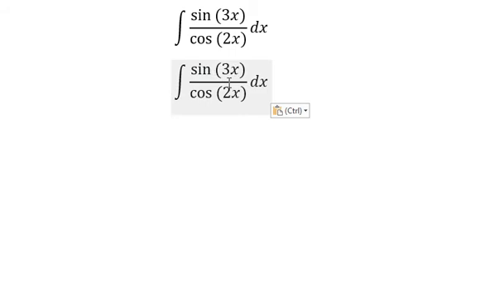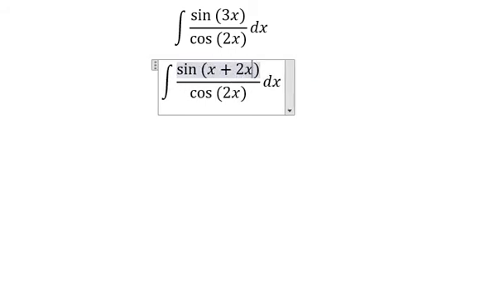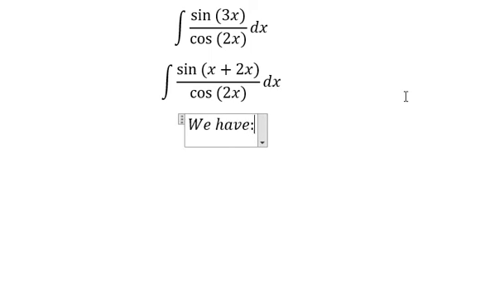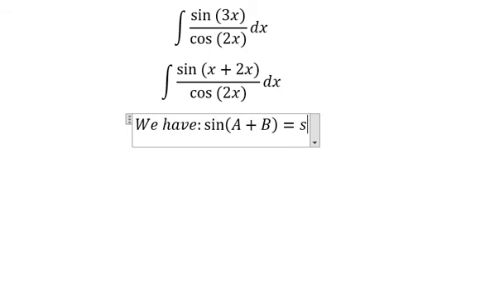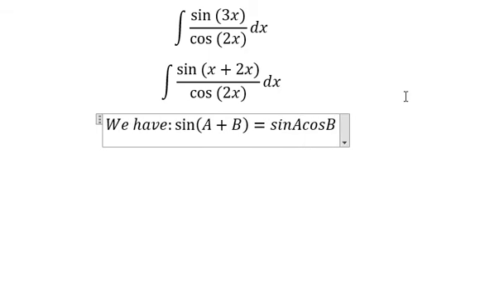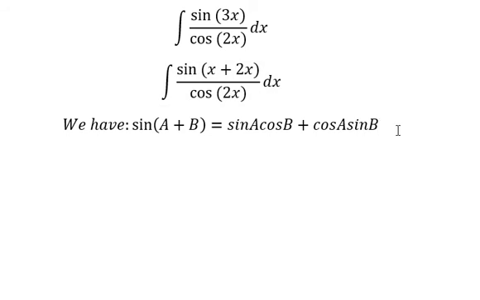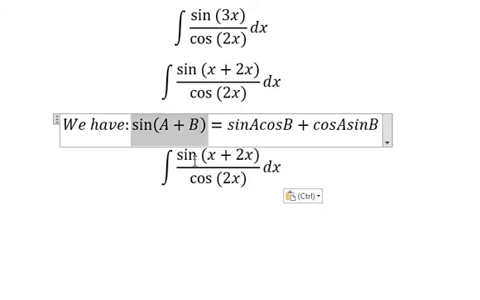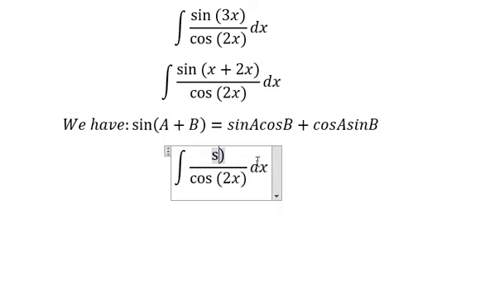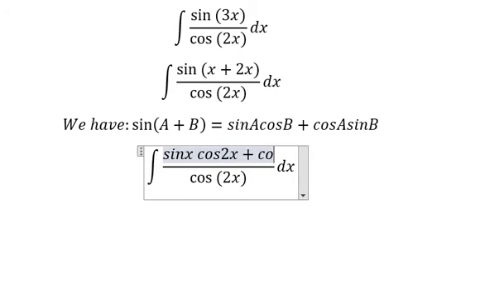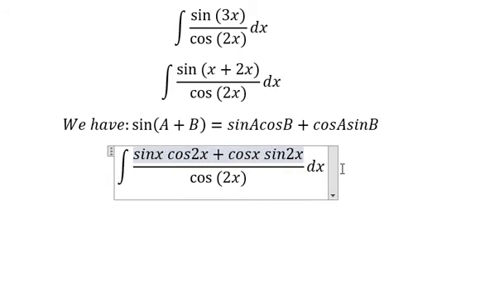We know that sine 3x we put into x plus 2x. So we have the formula in here: sine A plus B equals sine A cosine B plus cosine A sine B. So we apply this formula on this one. So we will have sine x cosine 2x plus cosine x sine 2x.